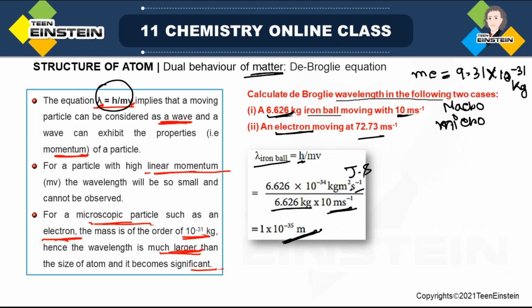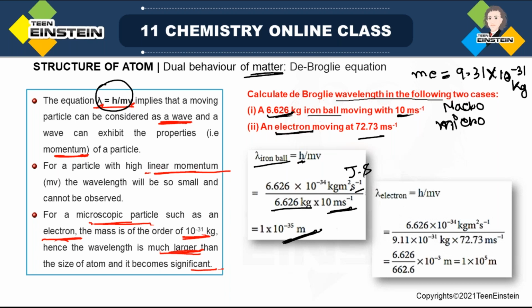Now move to the second one, lambda for electron. Again put the same value of h, but now in place of mass you have to put 9.11. Actually it may vary slightly, but what is important is 10 to the power minus 31. This value is important, that will matter a lot. And velocity 72.73. So after calculation, you will see the value is 10 to the power 5 meter.